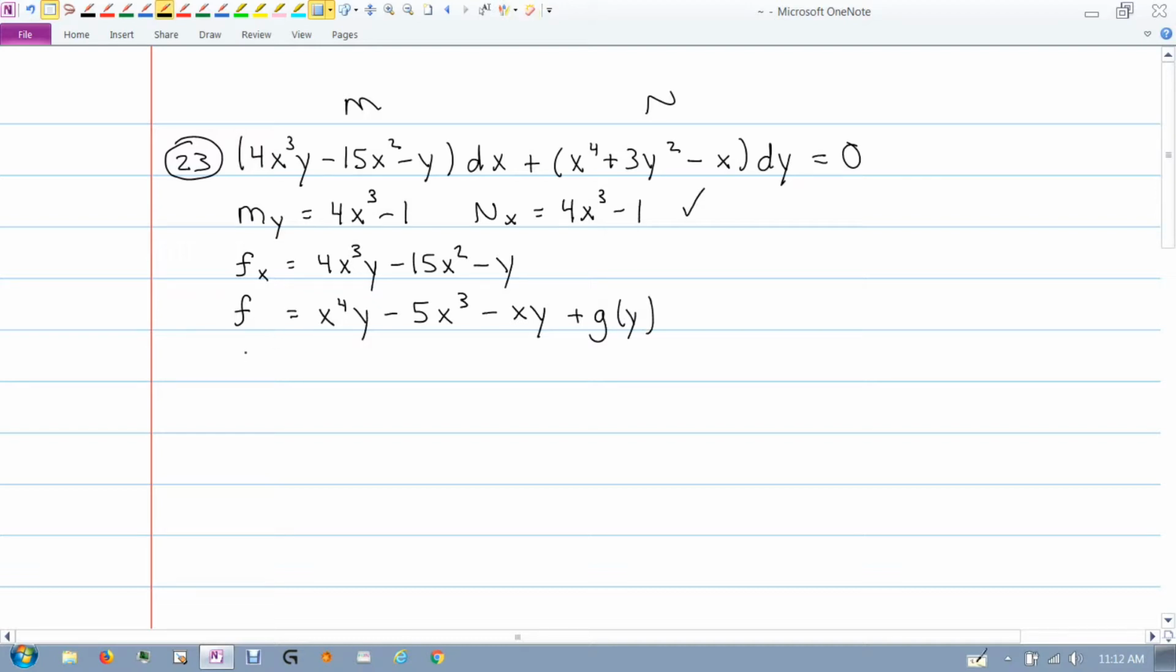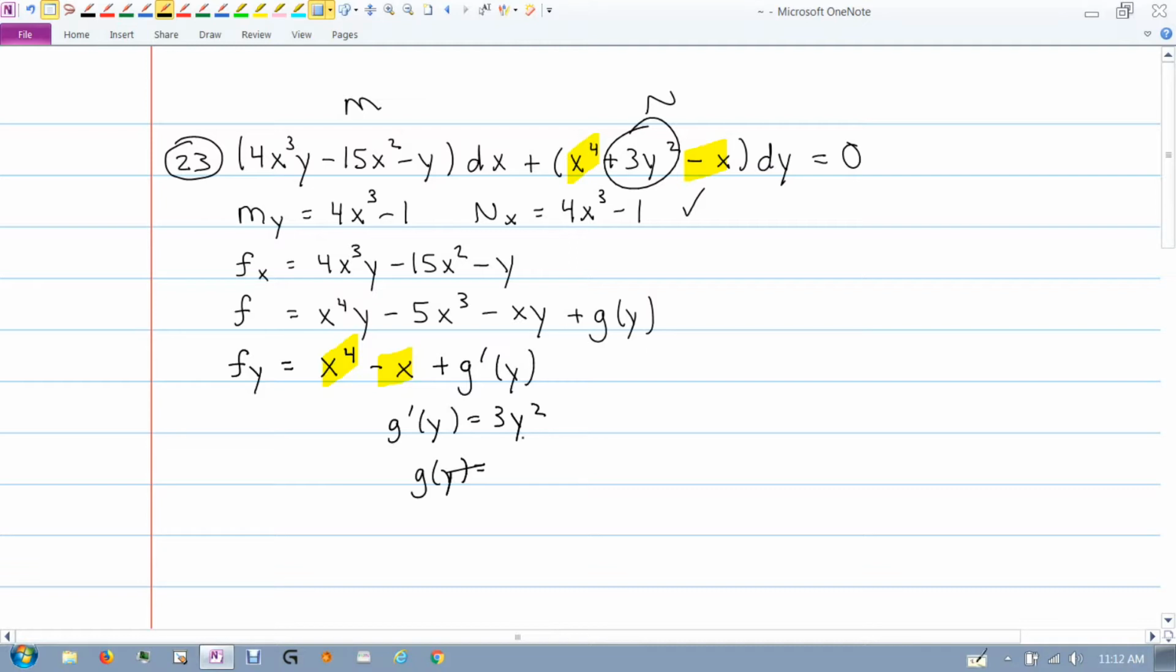That was just f. Partial of f with respect to y would then be x to the fourth minus x plus g prime of y, and we're trying to match that up. So we got x to the fourth minus x. So you can see here that the only piece missing is that. So that means g prime of y must be 3y squared, which means that g of y is just y cubed. So coming back up to f, I can replace g of y with y cubed, make it equal a constant, and that is the solution.